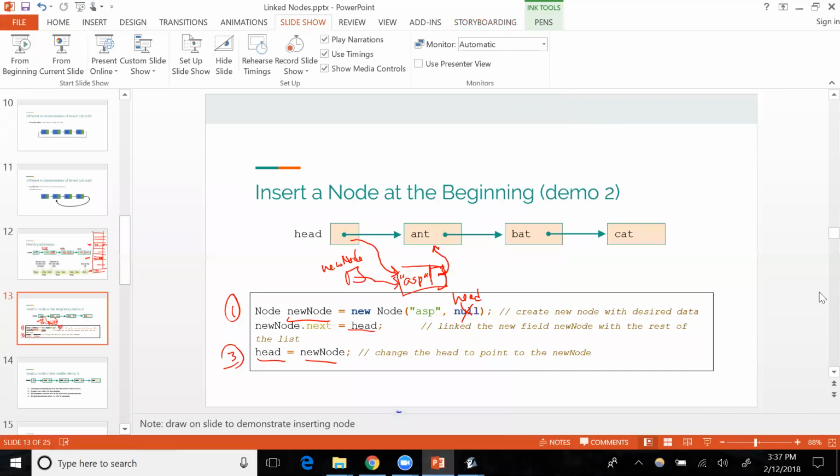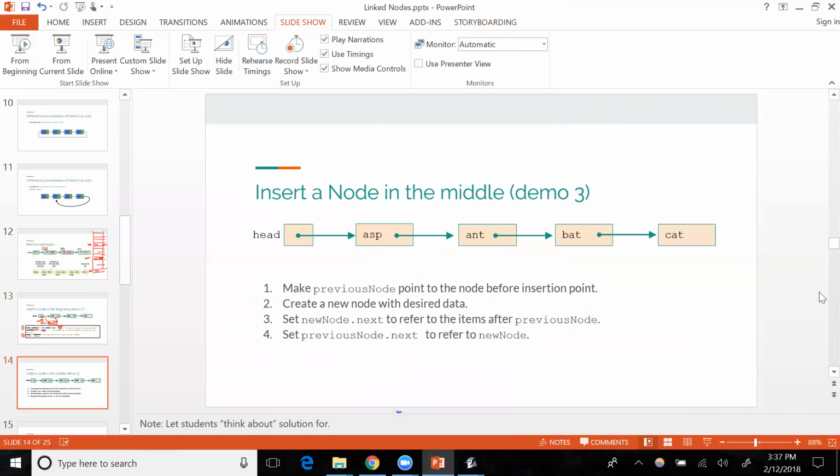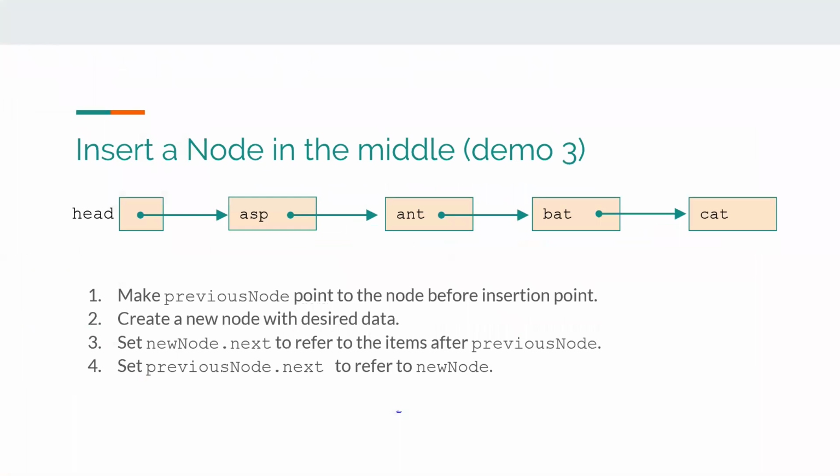Everyone okay? Any questions? Well, that's when you're inserting at the beginning, and that's relatively simple. Inserting a node in the middle is a little more tricky. You have to make previous node point to the node before the insertion point. So create a new node and set new node.next to refer to the items after the previous node, and set previous node.next to refer to the new node.